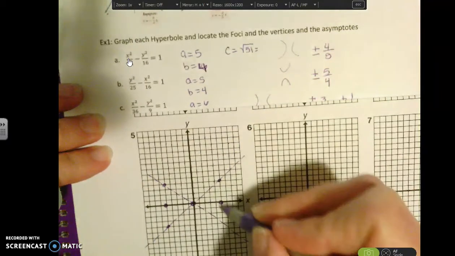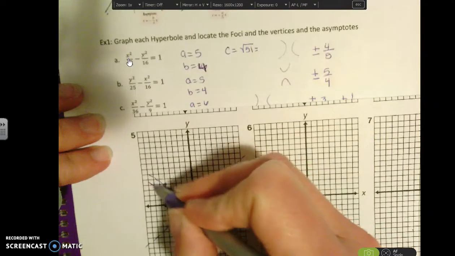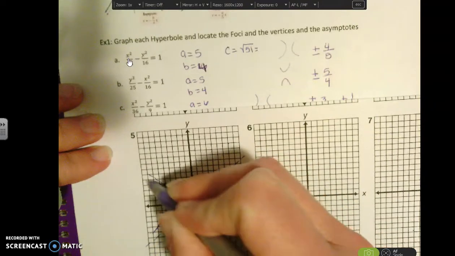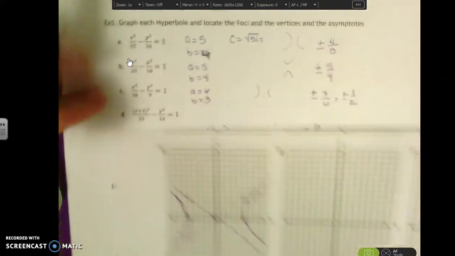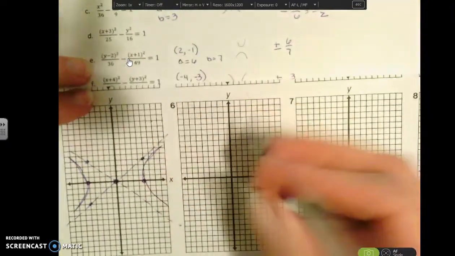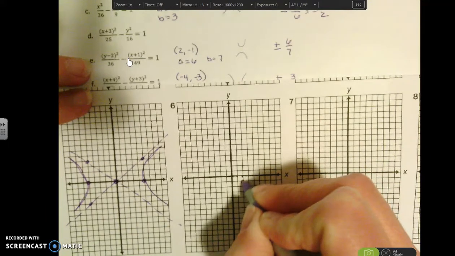Okay, and then we can use that information to graph our hyperbolas because we know how wide we need our hyperbolas to be. Okay, so let's do one of these examples where we have a center that's not at the origin. So here we have a center at 2, 1. So we're going to go to +2, -1.